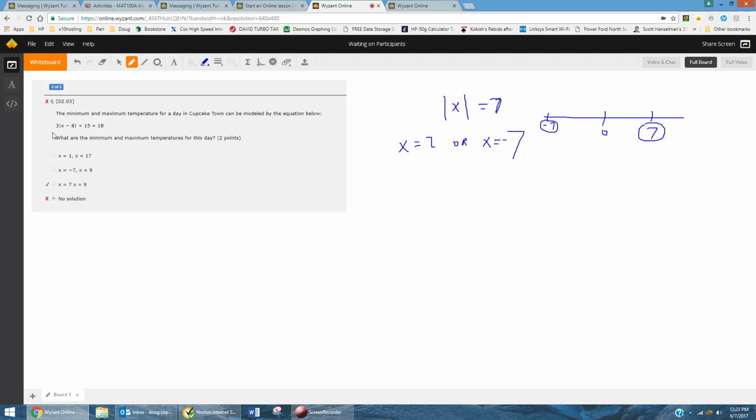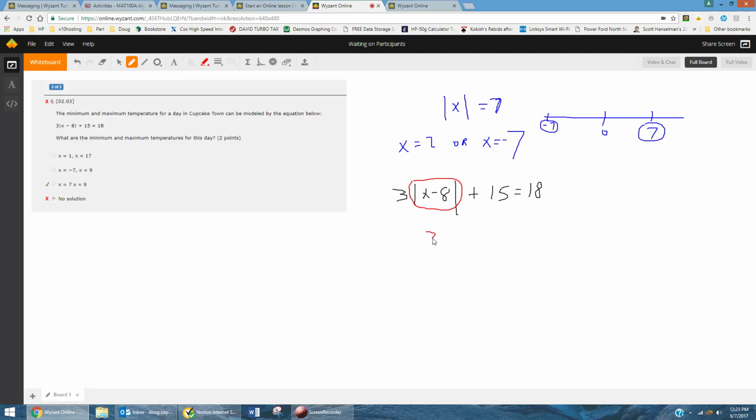Okay, so for this problem right here, let me switch back to a color. Let's go to black. 3 times the absolute value of x minus 8 plus 15 equals 18. What we want to do when we solve an absolute value equation, assuming there's only one absolute value symbol, is isolate that expression. If there's more than one absolute value symbol, it gets quite a bit harder, but I don't think you're going to have anything like that. So it's just like solving an equation.